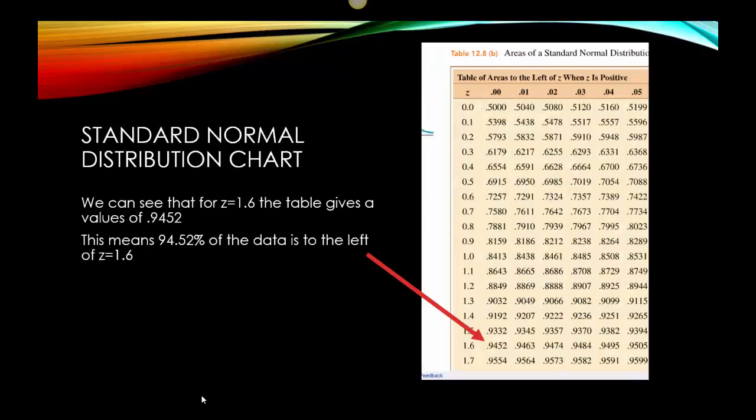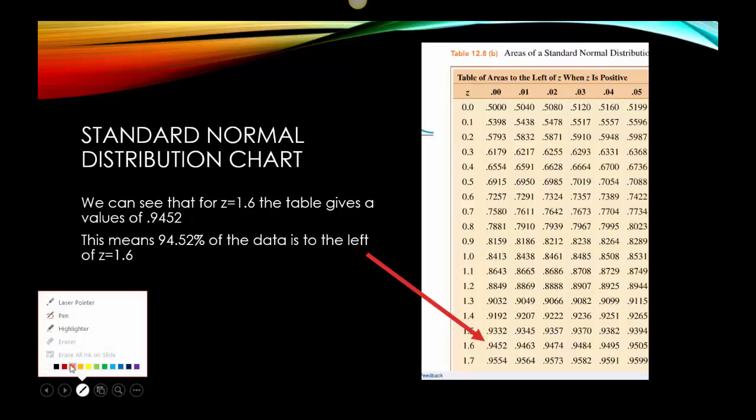All right, so I zoomed in on that chart a little better so you can see it, and if you look at the arrow, it's 0.9452. That says, if I have this chart, 94.52% of the data is to the left of 1.6.